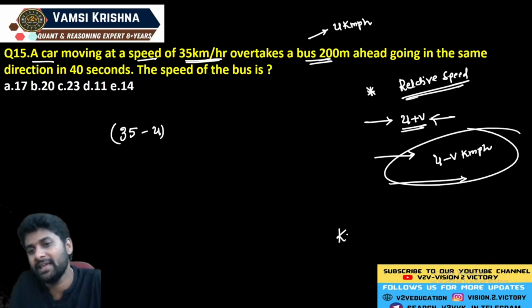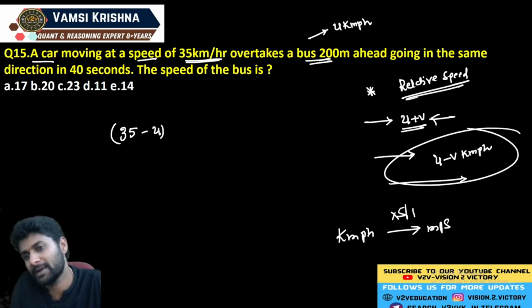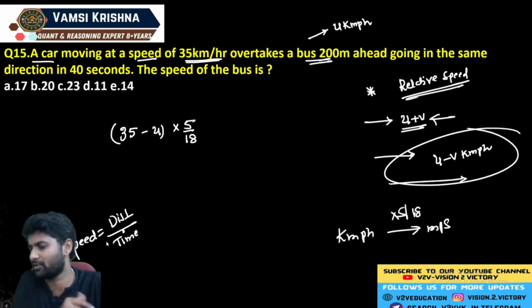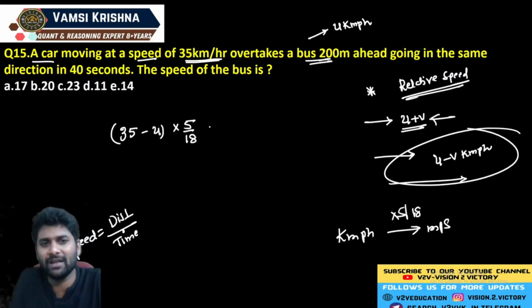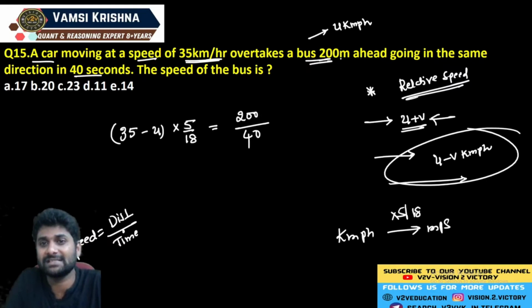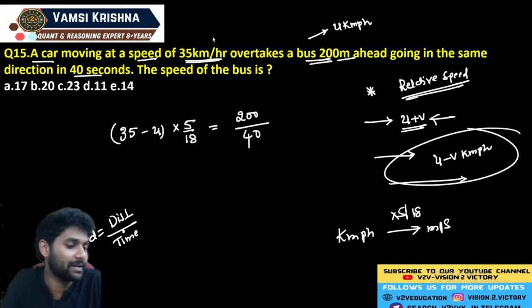To convert any kilometer per hour to meter per second, remember guys, the value should be multiplied by 5 by 18. And you already know that speed is equal to distance by time. You need these concepts, guys, to solve this question. We need all these basic informations. So you know the speed value, and check how much distance they covered. Why? Because it's ahead by 200 meters. Now you should identify how much time it takes. They already gave it, it's 40 seconds. It's in meters. That's why we are converting kilometer per hour to meter per second.